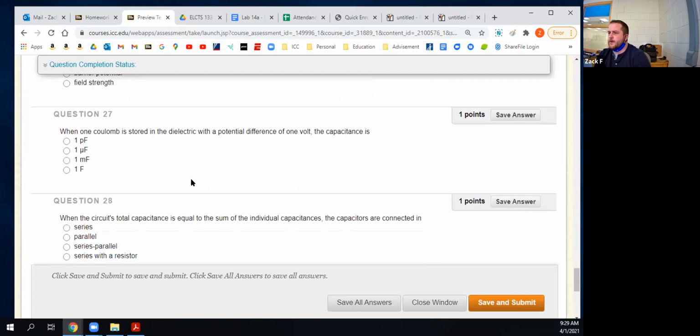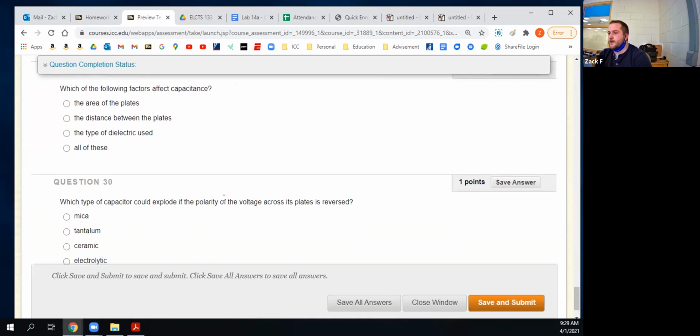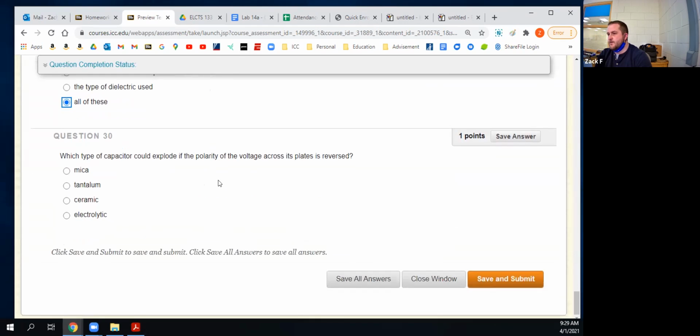If 1 coulomb is stored in a dielectric with a potential difference of 1 volt, the capacitance is 1 farad. A circuit's total capacitance is equal to the sum of the individual capacitances when the capacitors are in parallel. Which of the following factors affect capacitance? All of them. Which type of capacitor would explode if the polarity of the voltage across its plates is reversed?